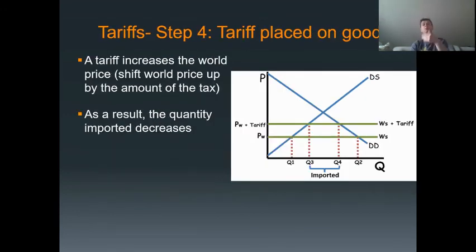Now, when you put a tariff on the good, what you're looking at doing is increasing producer surplus domestically to make your domestic producers a little bit better off, try to make them more competitive in the world market. So the way you do this is you essentially add the amount of the tariff to the world price. So it shifts the world price upward by the amount of the tariff. You see that done here. As a result, you see our quantity supplied domestically increases from Q1 to Q3, and our quantity demanded domestically decreases from Q2 to Q4. That means we import less.